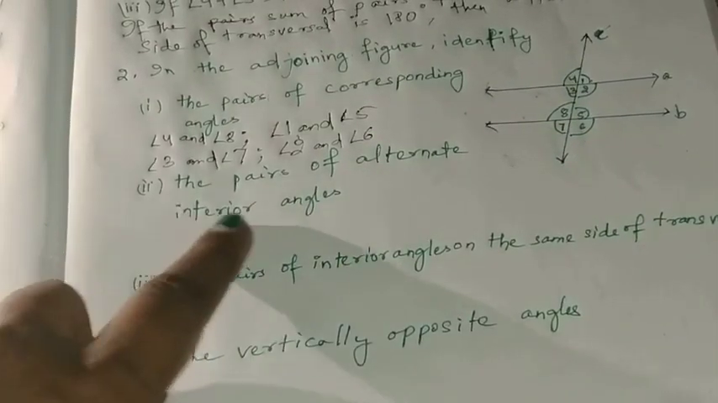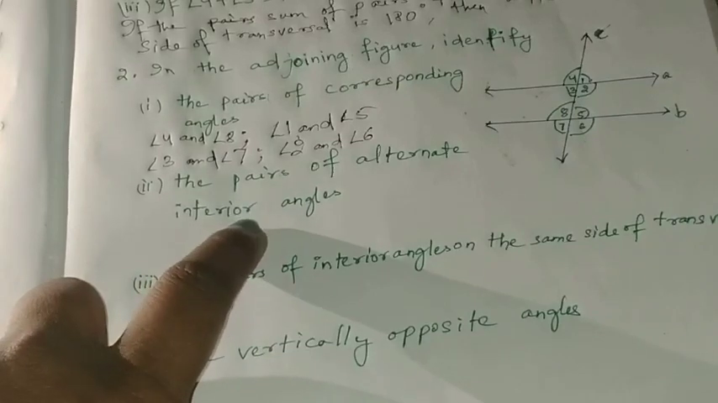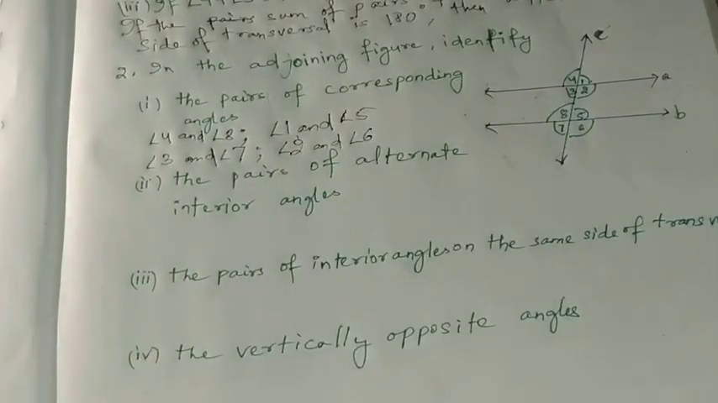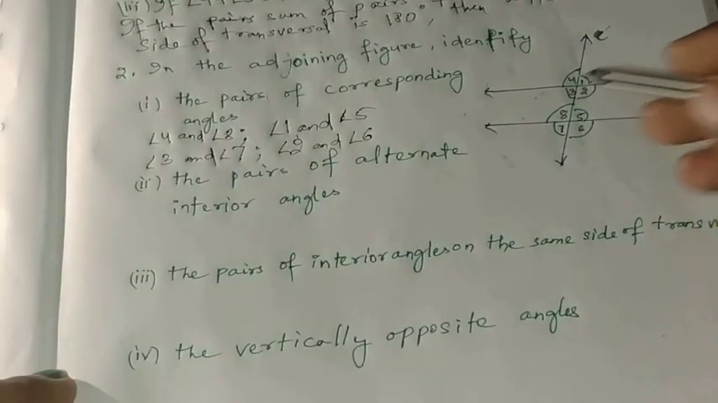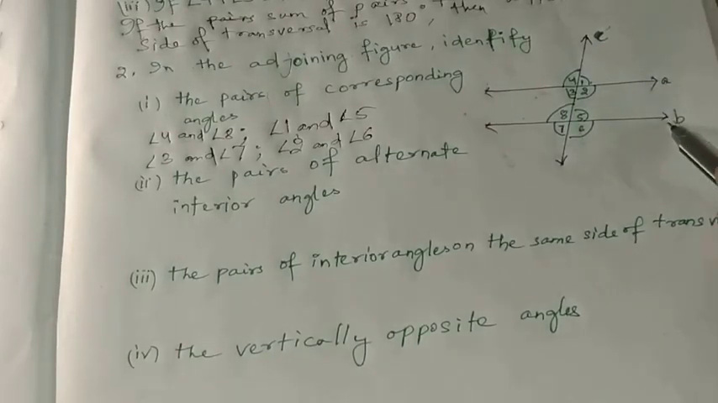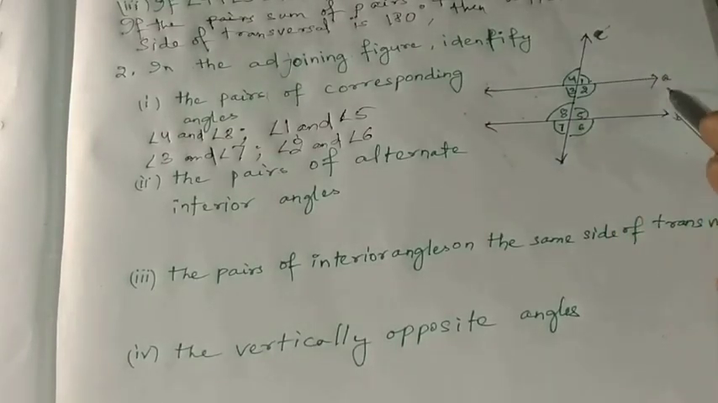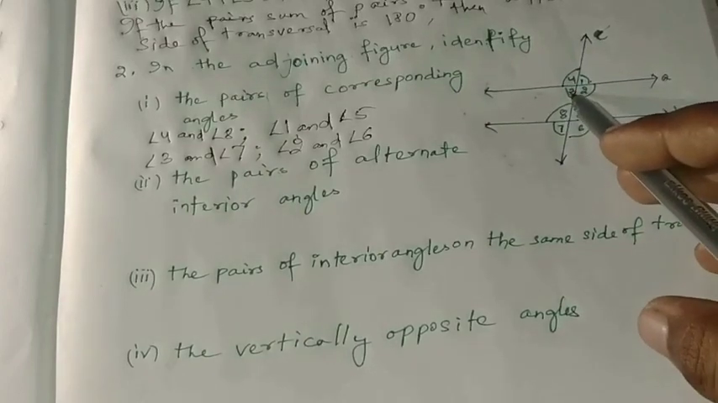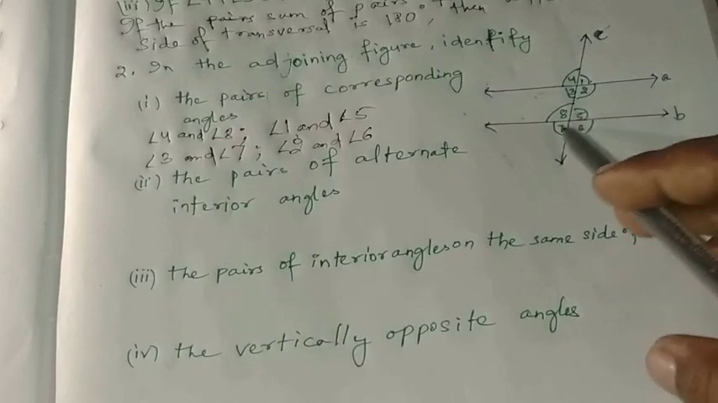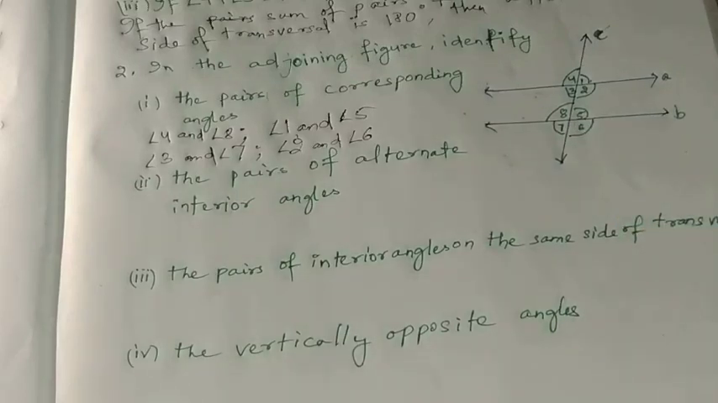Next, number 2, the pairs of alternate interior angles. Alternate interior angles, what is it? The interior angles are inside the two lines which are cut by the transversal. So inside the two lines A and B, how many angles are there? 1, 2, 3, 4. 3, 2, 5, 8. These are the interior angles.